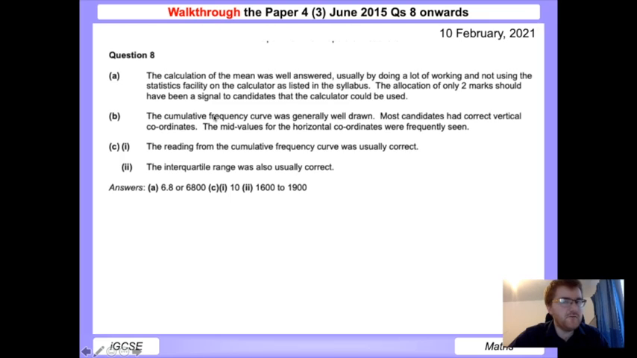Generally, cumulative frequency curve is well drawn. Notice many people made the mistake of using the mid values. Please avoid that. And then usually the other questions were done correctly. Okay, so the discriminator, I use this word quite often with this question, is making sure you plot to the right hand side of your class width. That's where the biggest mistake is made on this question.